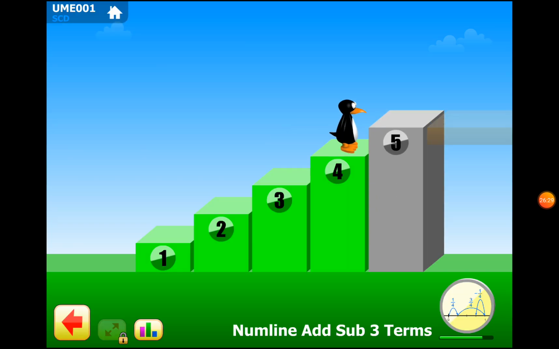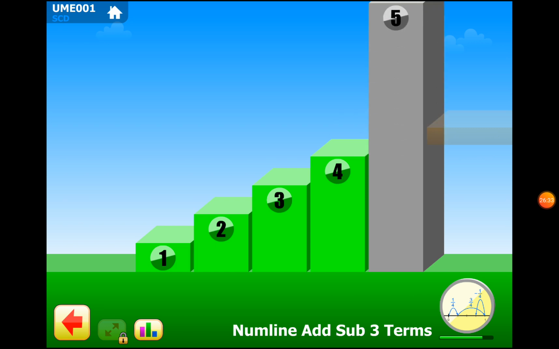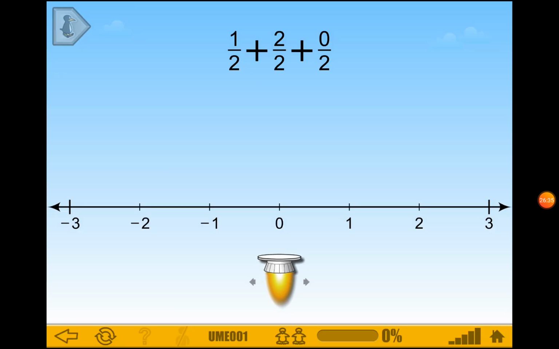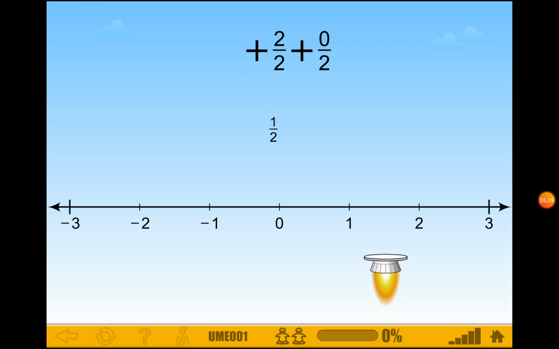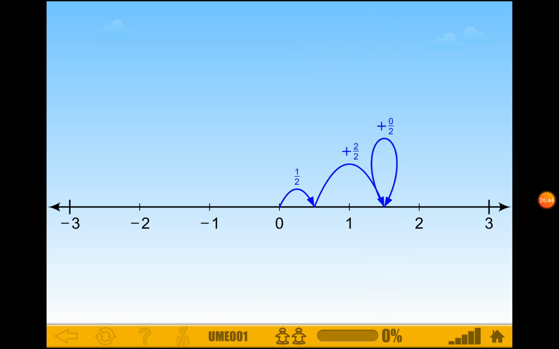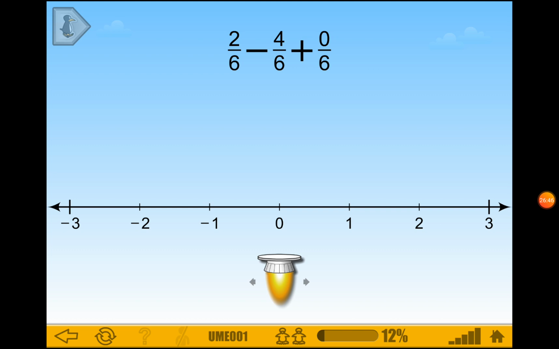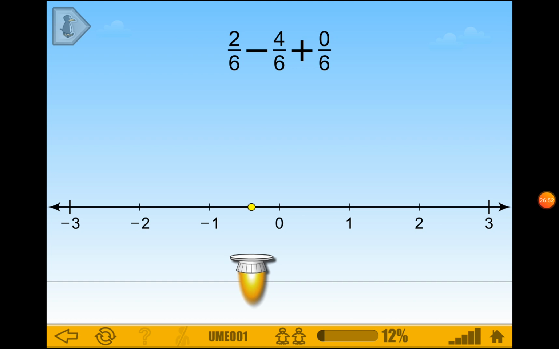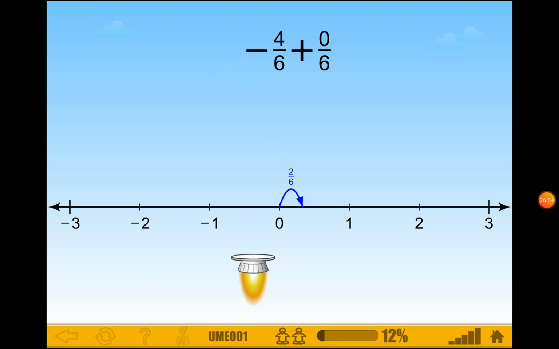Yep, 5. Okay, so half plus 1 plus 0, so 1.5. Okay, simple enough. 1/3 minus 2/3, so 1/3 minus 2/3 and plus 0. Okay.